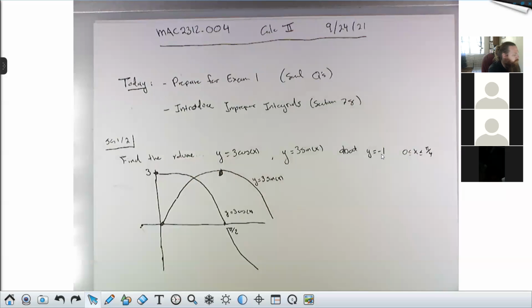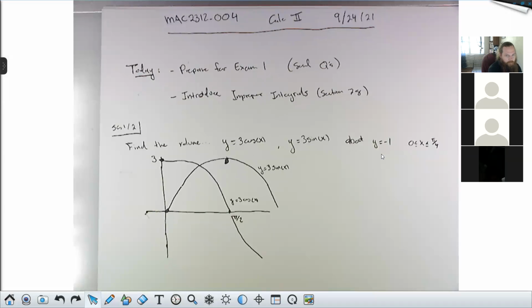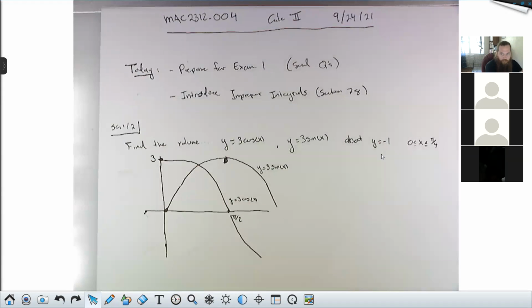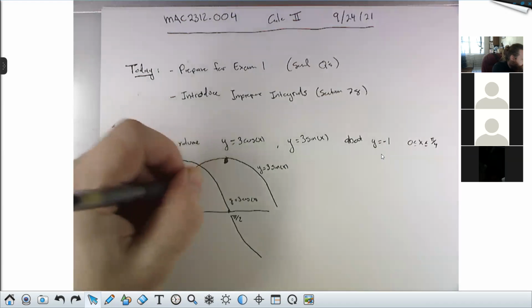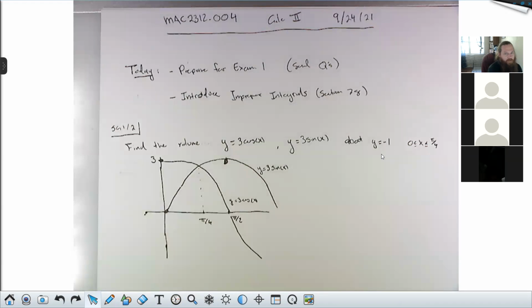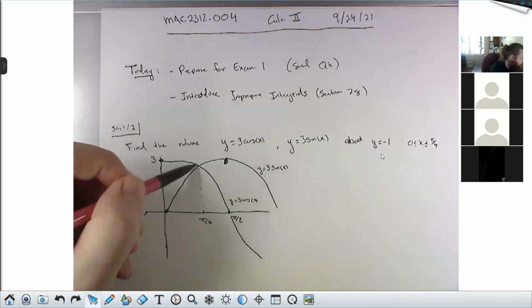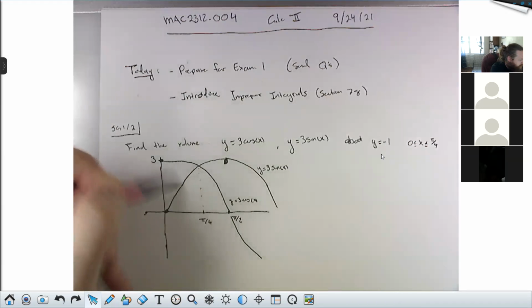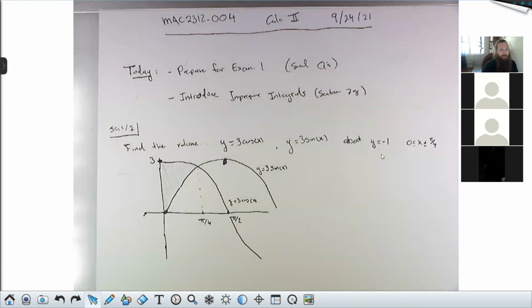Definitely you gotta know what these curves look like to even get started here. Hopefully you know what sine and cosine look like. Multiplying by 3 just stretches them vertically, stretches their amplitude. And this is pi over 4 right here, the place where sine and cosine are equal. Might be the same place where 3 sine and 3 cosine are equal. Region bounded by those curves from 0 to pi over 4 is this pencil shaded region.